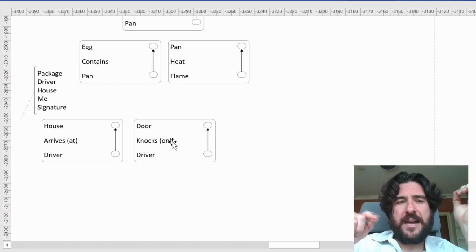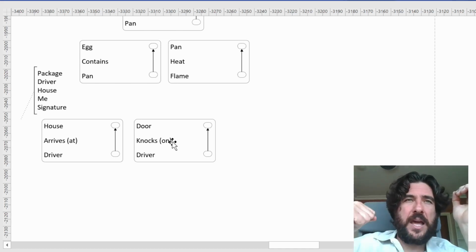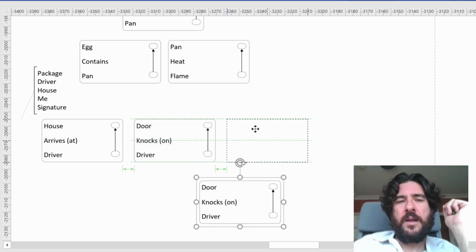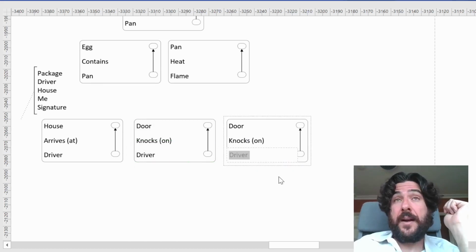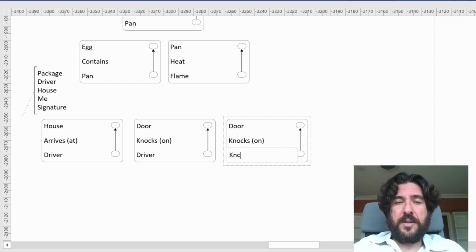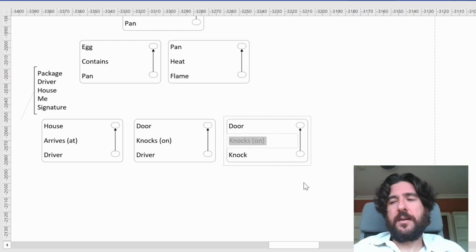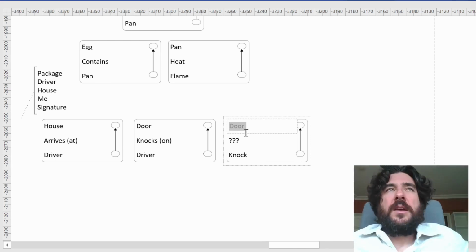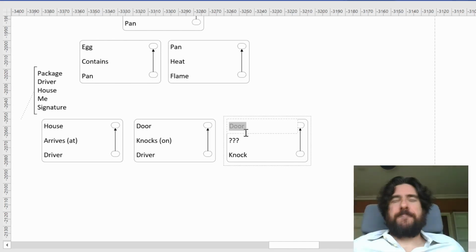So the driver arrives at the house. The driver knocks on the door. Bang, bang, bang. What's happening next? Well, let's see if we can work it out. I think we're going to get a situation where maybe let's put the knock, and I'll put some question marks in here for you to think about this for a second. What's happening with this knock? And let's think about who we're trying to modify here.